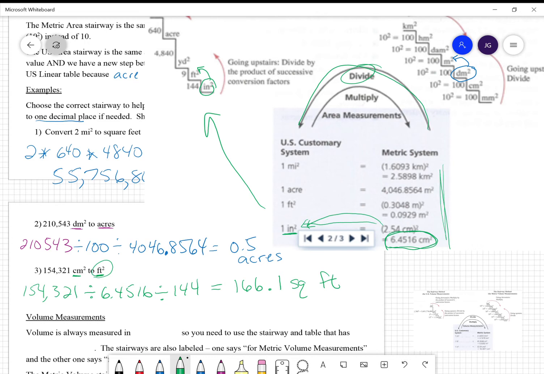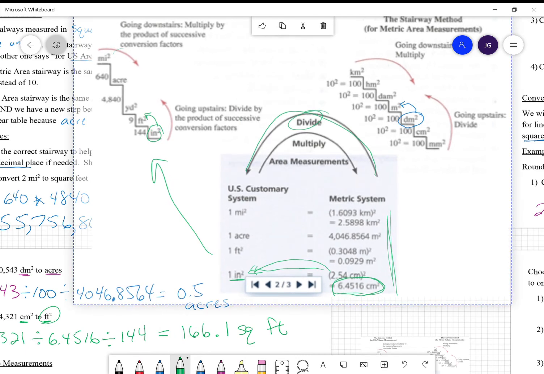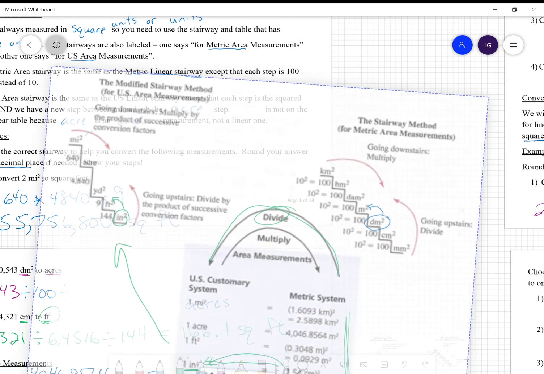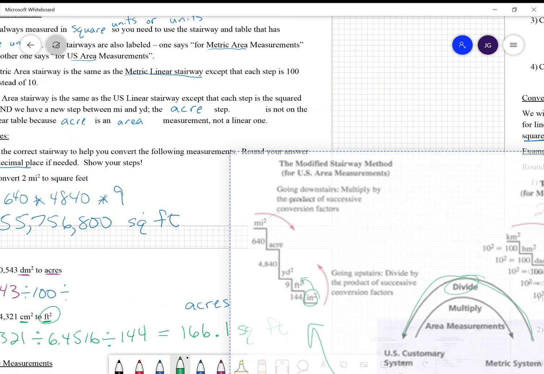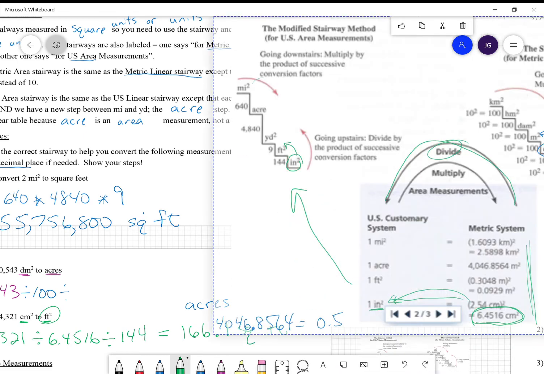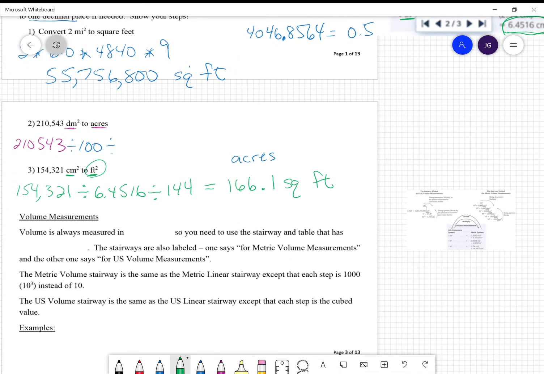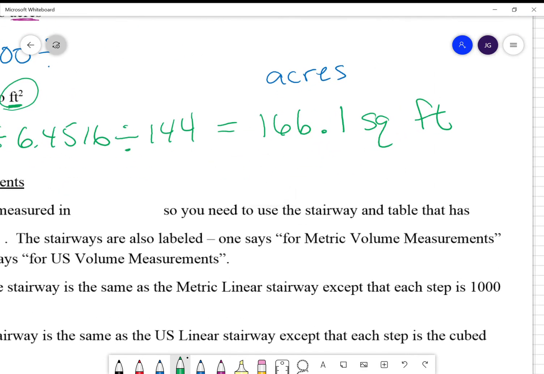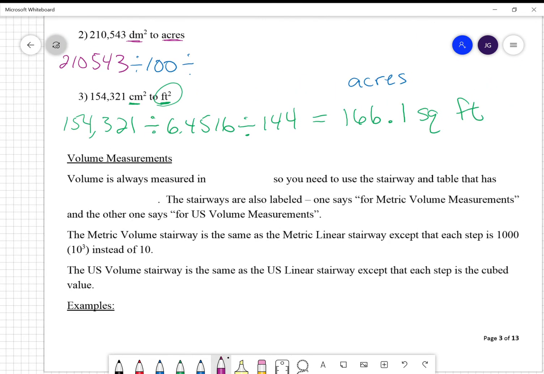All right, now volume measurement. So we did linear in an earlier lesson. Now we just did area. Now we're going to do volume. Volume is always measured in cubic units.